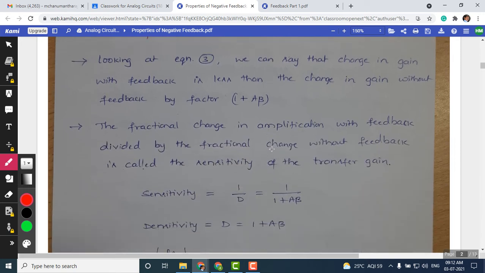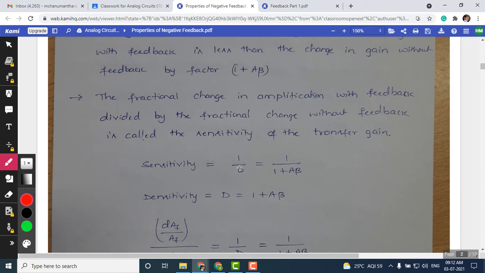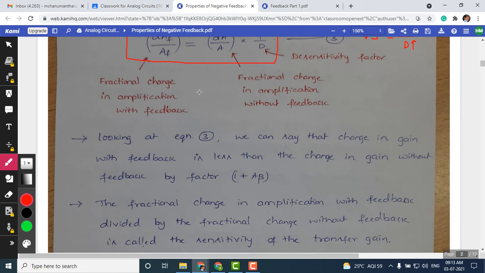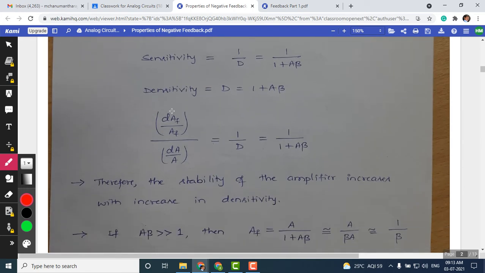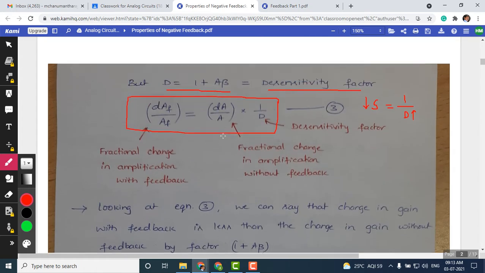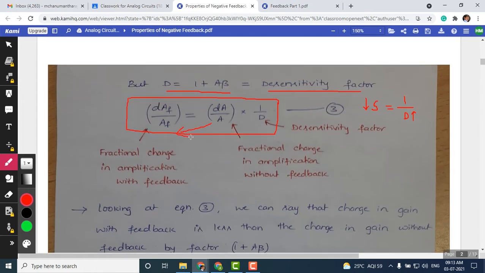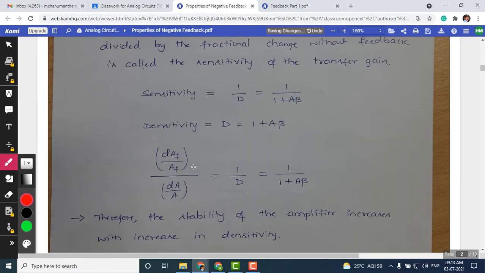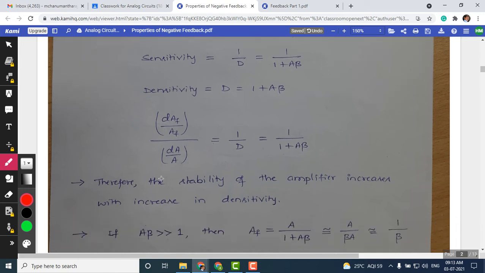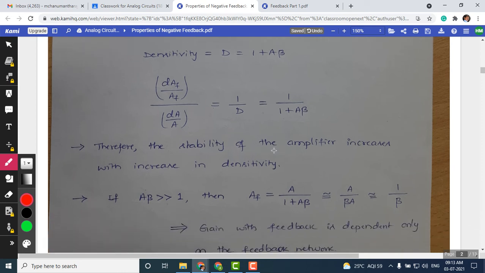Okay. And also we can rearrange this. As I told you, sensitivity is 1 by D, 1 by 1 plus A beta. Desensitivity is D, which is equal to 1 plus A beta. Now, same equation we are just rearranging, which you can see DAF by AF, and this factor we are transferring to the left hand side, and what you get is DAF by AF divided by DA by A, which is equal to 1 by D, 1 by 1 plus A beta. So, this shows that the stability of an amplifier increases with increase in the desensitivity factor. Okay, there is an increase in the desensitivity factor, so that increases the stability of an amplifier here.